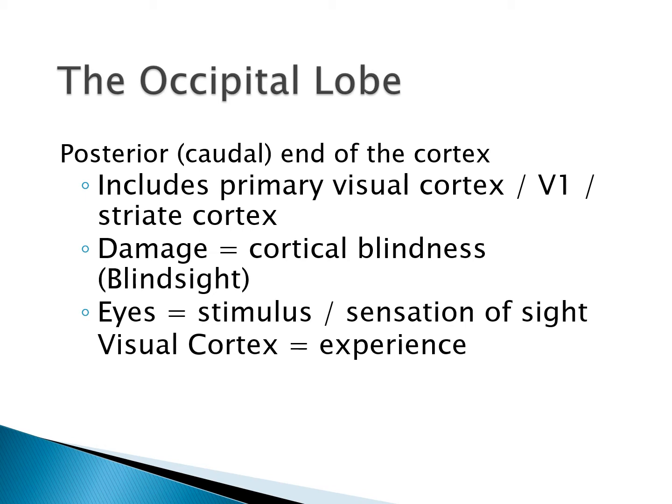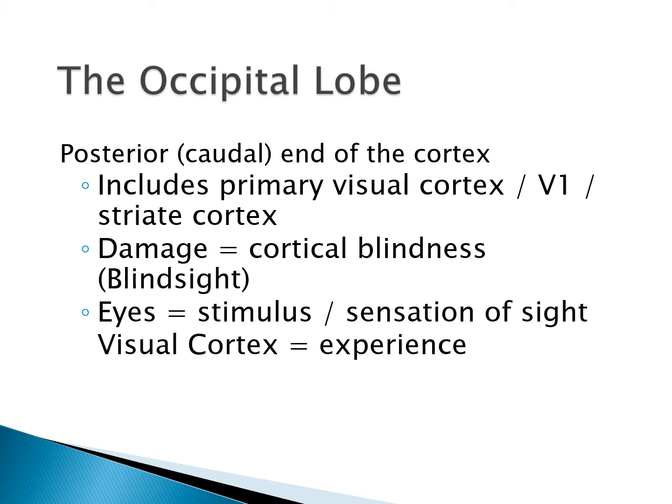When we have damage to it, we get cortical blindness or blindsight, which we talked about when we discussed consciousness. Some people might say they are unconscious of things that they can interact with, because they're denying that they see. They don't seem to have any conscious experience of what's hitting the part of the visual field that is getting to the damaged part of the primary visual cortex.